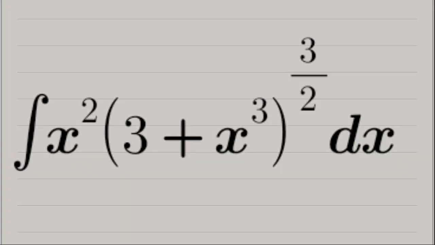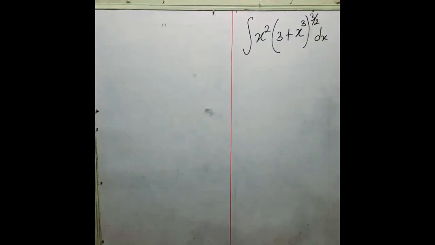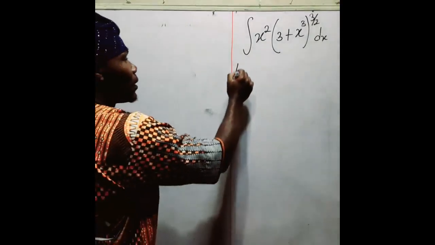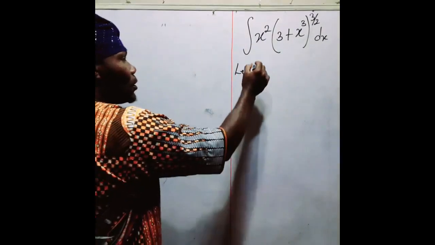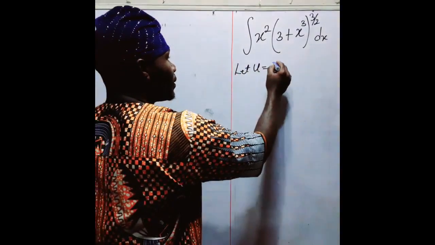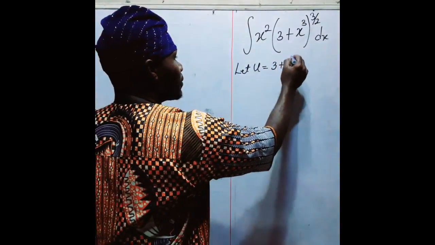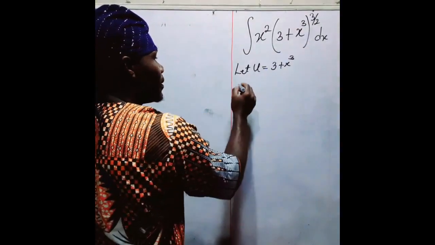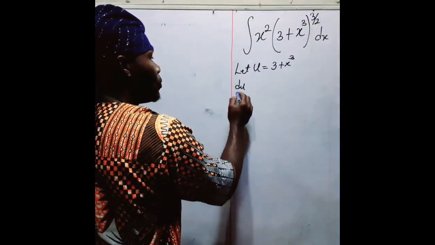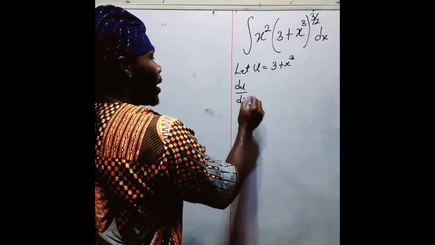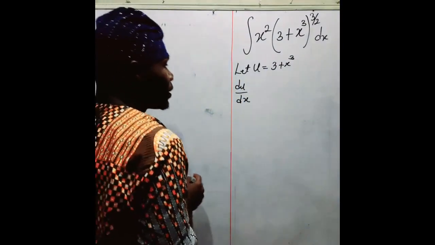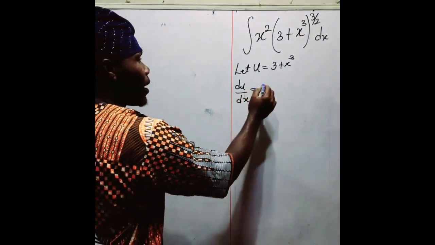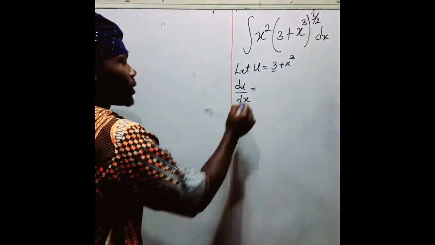We are here to solve integration by substitution, and in solving this question we say let u represent 3 plus x raised to power 3. So if u represents this, you differentiate u with respect to x. In differentiating u with respect to x, this is a constant, it will turn to 0.